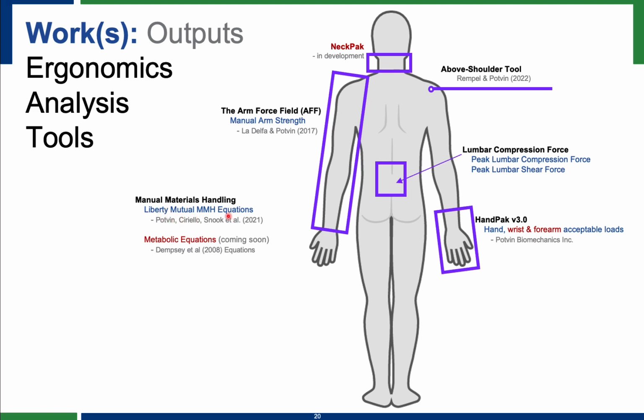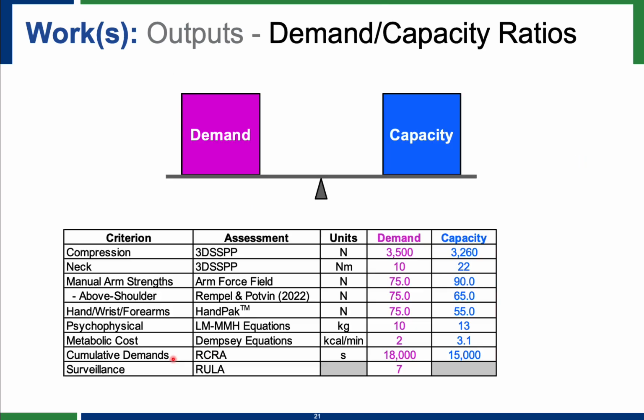We'll be integrating the metabolic equations of Dempsey. We use the MAE equation to correct strength for the duty cycle and account for fatigue, and the recommended cumulative recovery analysis that I developed with Murray Gibson at Auburn to combine the requirements for recovery for multiple tasks.